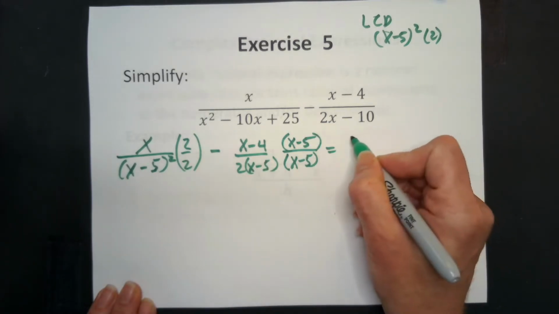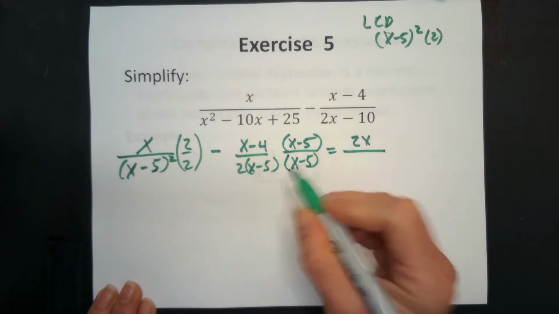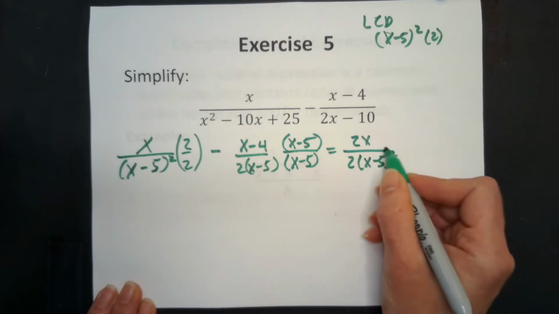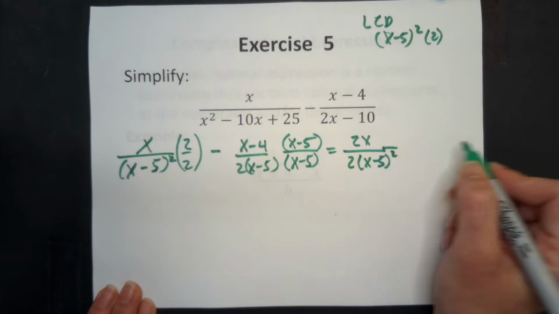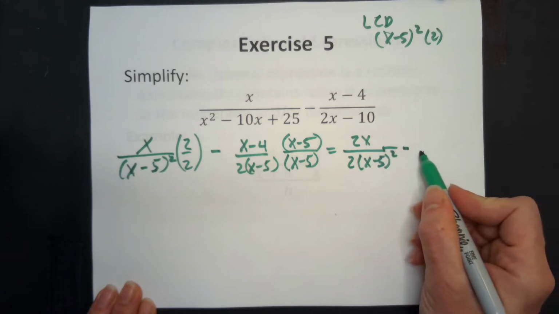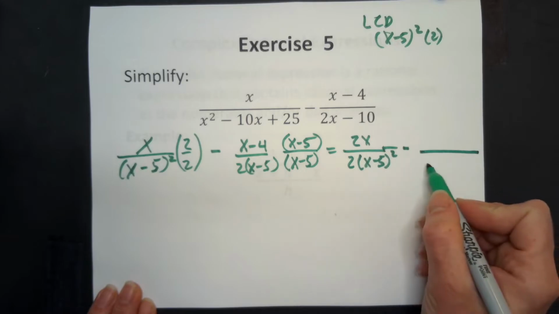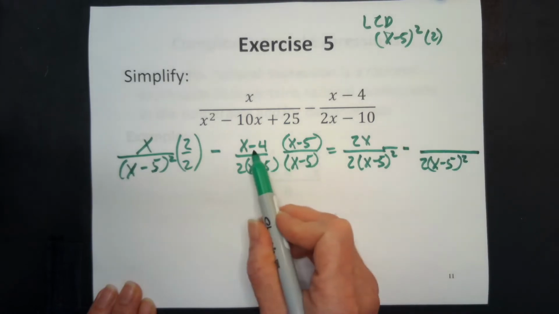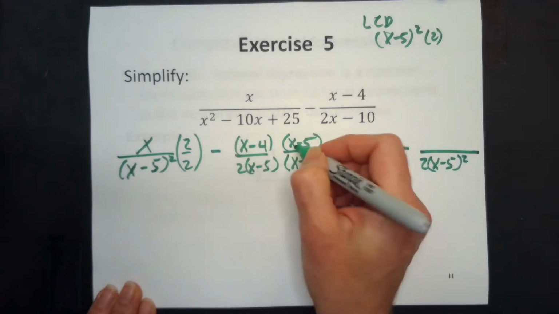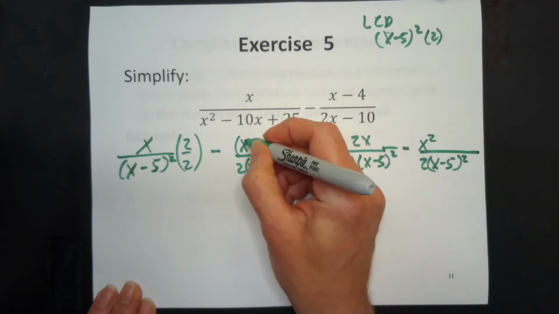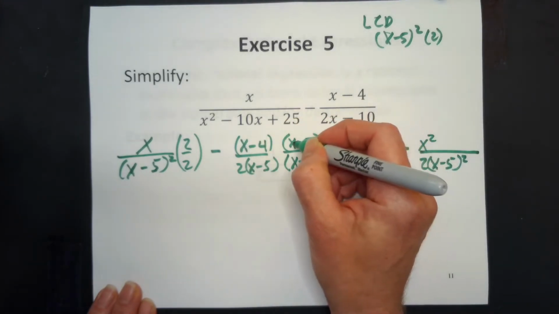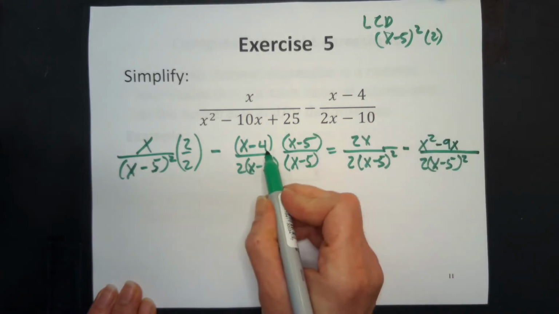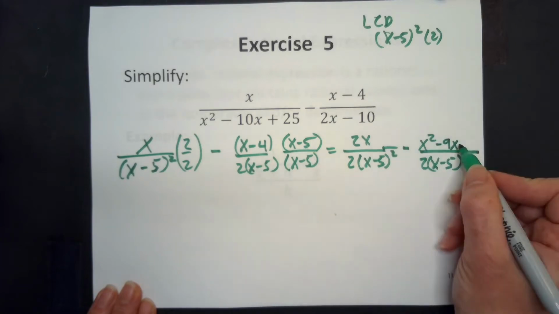And so over here, I'm going to get 2x over, and I'll leave the denominator factored because something could cancel later on. I don't want to multiply that out. And then minus, this is going to be 2 times x minus 5 quantity squared now in the denominator. But for this one right here, I have to FOIL this out. So x times x is x squared. I'm going to have x times negative 5, which is negative 5x, and x times negative 4, which is negative 4x, so it's minus 9x. And then negative 4 times negative 5 is positive 20.